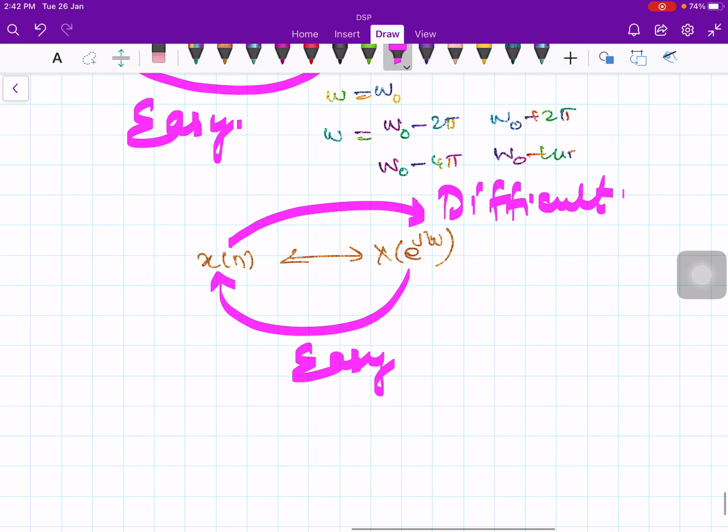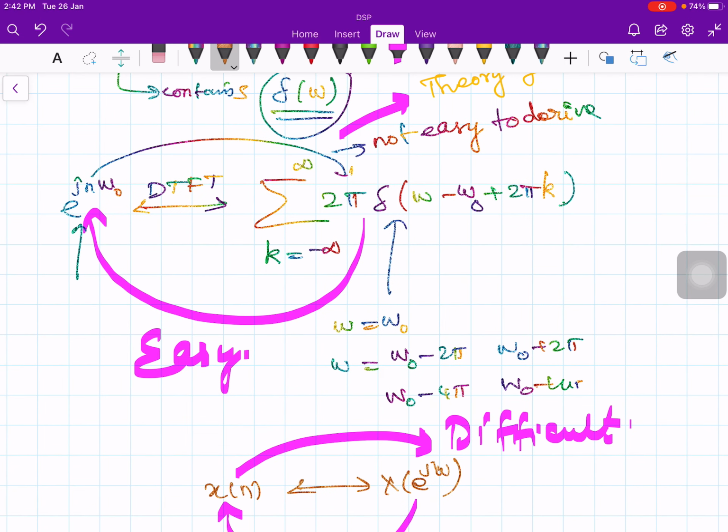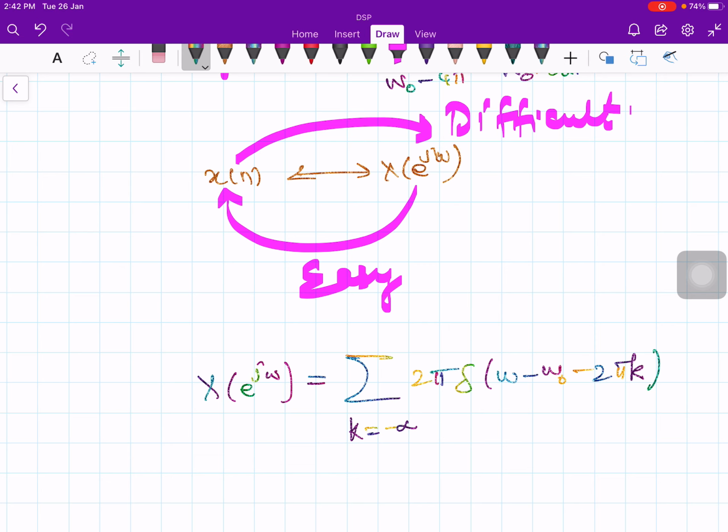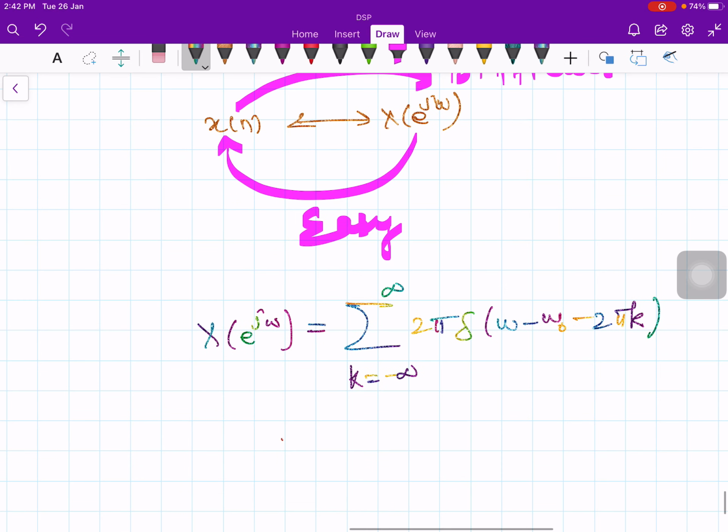Okay, and we know that x of n and x of e to the j omega are a one-to-one transformation, and in such cases it is easier to find the inverse DTFT of the given function. Now this is given. From this, can I find out x of n? X of e to the j omega is equal to summation of 2 pi del of omega minus omega naught minus 2 pi k, where k is equal to minus infinity to plus infinity.